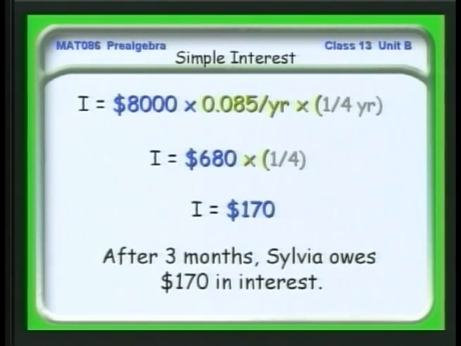If I multiply the first 2 terms together, I get $680. That's what I would owe in interest at the end of a year. But since I've only kept the money for 1/4 of a year, I don't owe all of that interest. I multiply by 1/4, or equivalently divide by 4, or equivalently multiply by 0.25, however you care to do it. When you actually work that out, you find that the interest is $170. After 3 months, Sylvia owes $170 in interest.